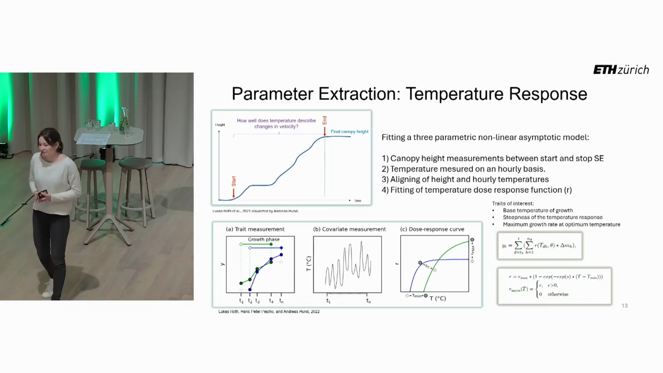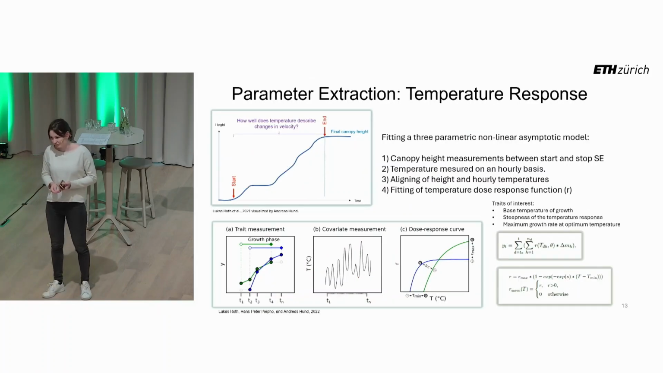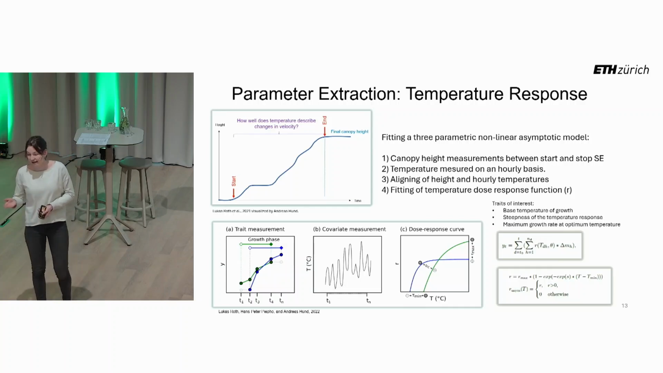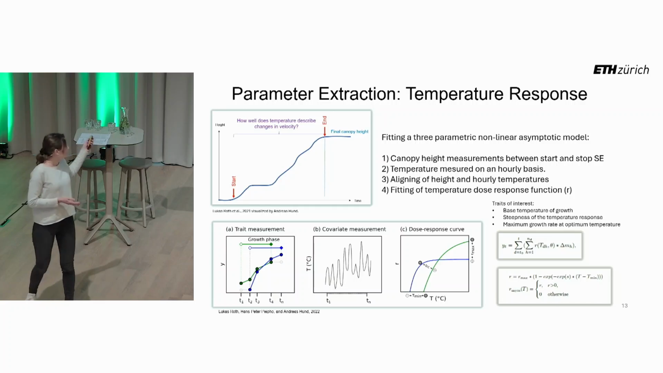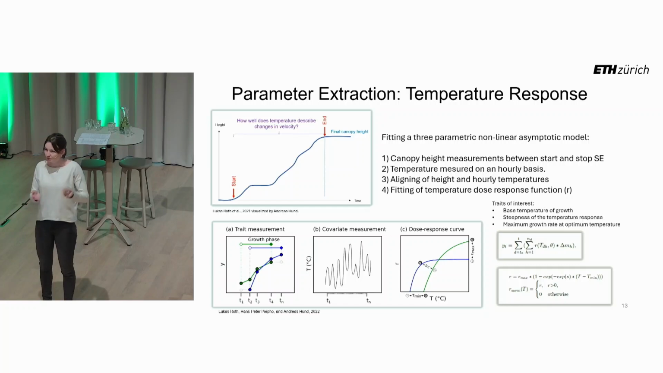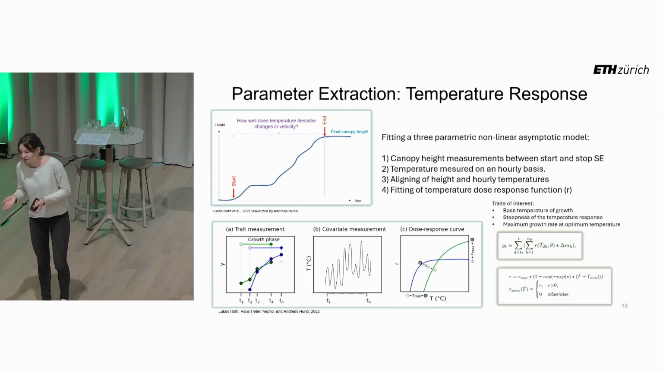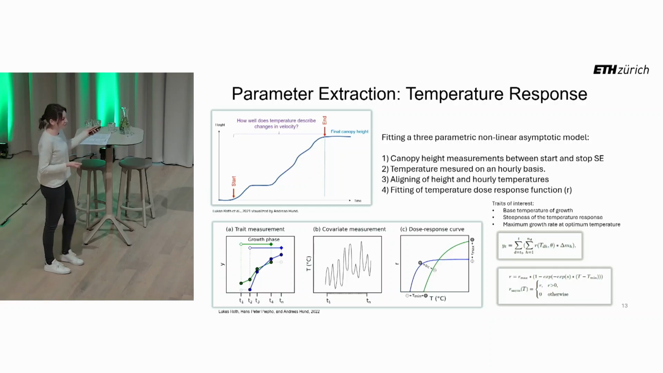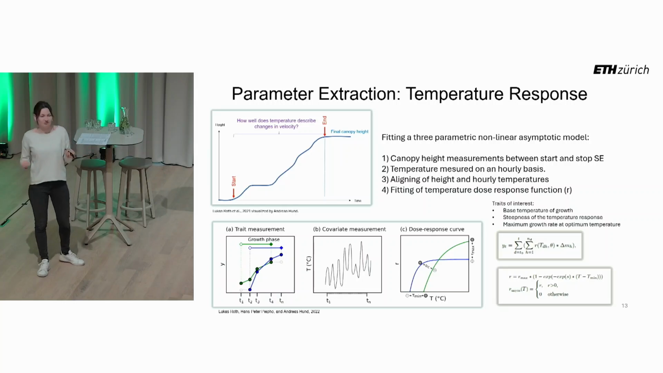Then we also fitted additional 3 parameters, the so-called temperature-related traits. So here, we have the extracted height between start and stop of stem elongation. We have the temperature measured between start and stop of stem elongation. And with this, we fit a dose response curve. And here we get 3 additional fitted parameters for each genotype.